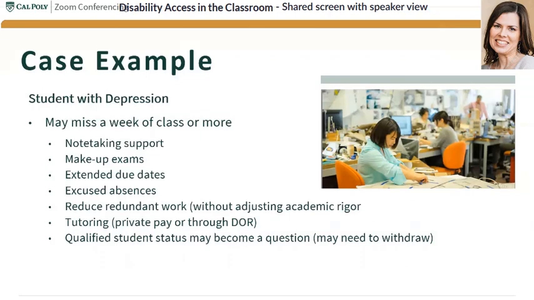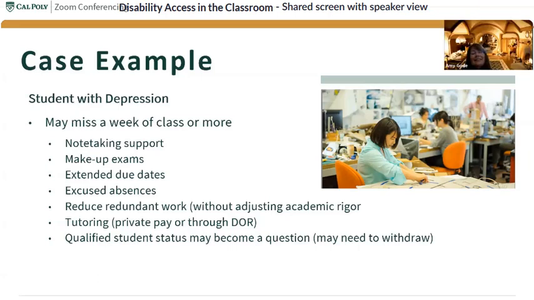Yep. And it's better to be overly cautious than not cautious enough. Yes. That's so true.